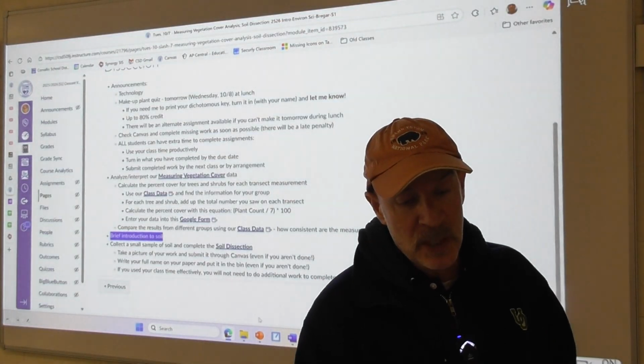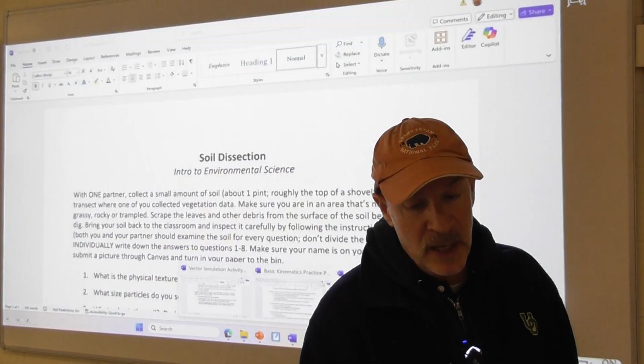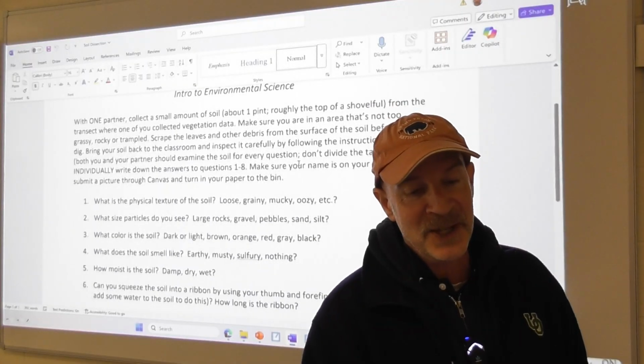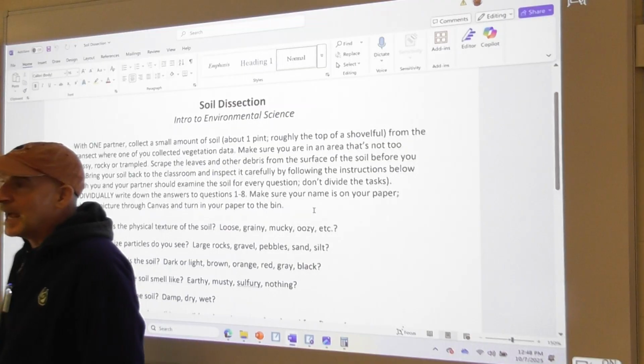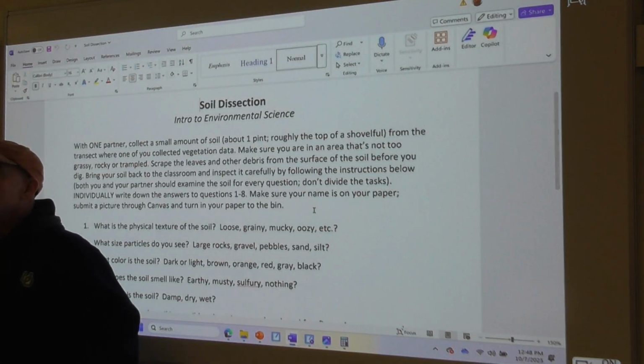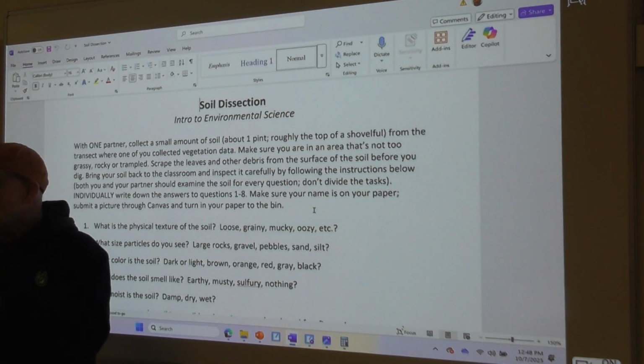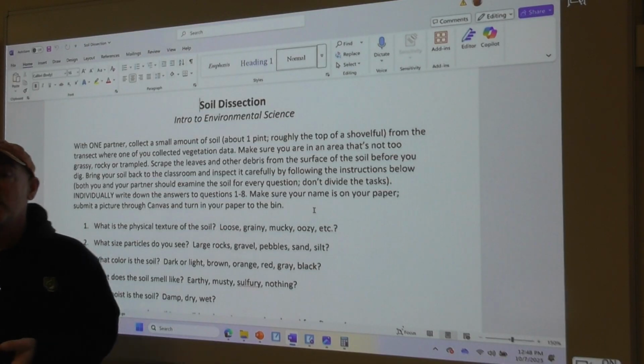Today, we're going to start with an overall activity where, in just a minute, we'll go get some soil. And then we're going to do what's called, and I know it sounds funny, the soil dissection. We're not actually dissecting anything, but dissecting can also just mean looking closely at something. So that's what we're going to be doing.